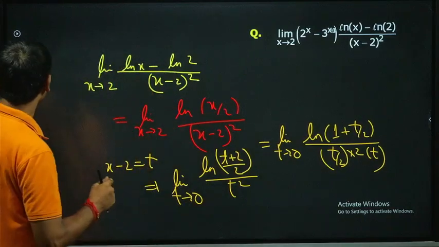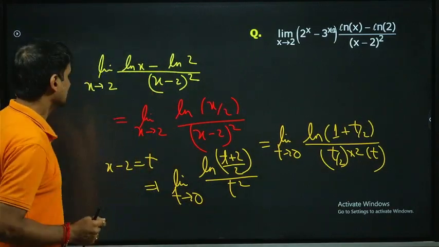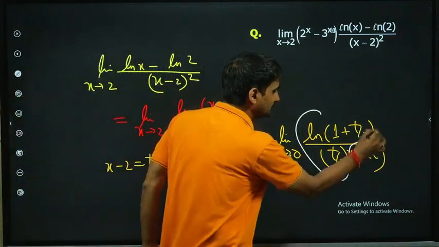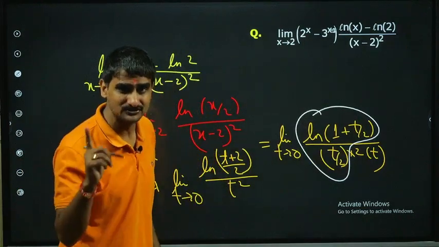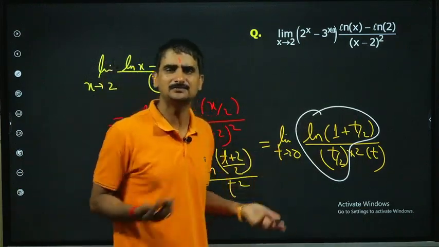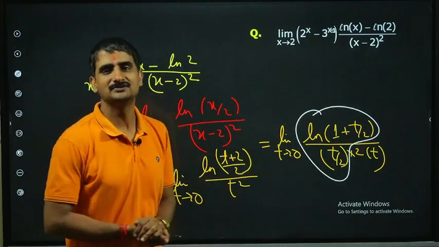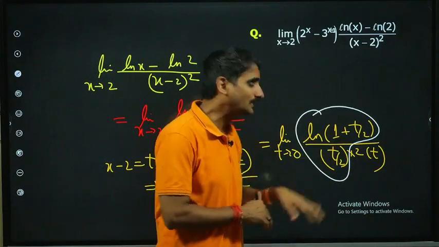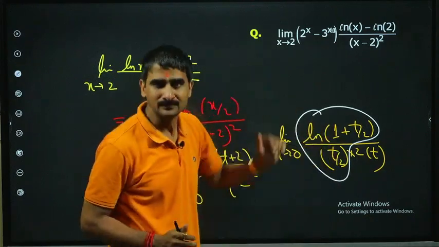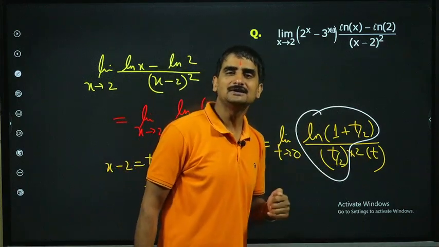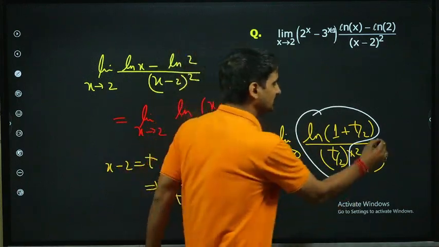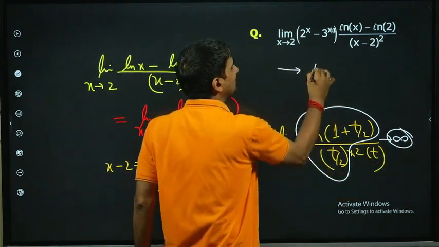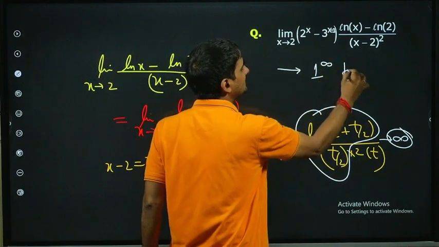Now ln(1 plus z) upon z is nothing but 1 as z approaches 0. So here z is t by 2 and t approaches 0, hence z approaches 0. So that's 1. Of course, I'm sorry, that's 1. But you are left with 1 over t in the denominator, and as t approaches 0, this entire term approaches infinity. So hence this is nothing but 1 raised to the power infinity form.